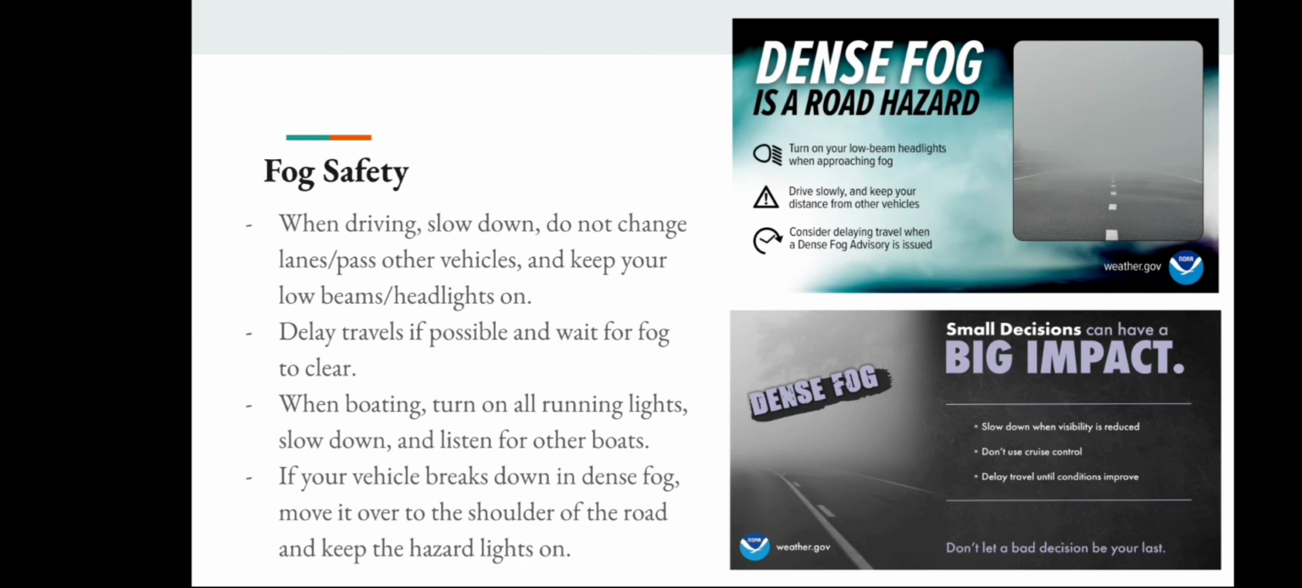If your vehicle just so happens to break down in the event of dense fog, make sure you move it over to the shoulder of the road, as far away from the road as you can possibly get it, and keep your hazard lights on. That way, people who are passing by can see that there's something on the side of the road and they know to get over. And also make sure that you stay off of the road as well, because you don't have flashing lights on you like your car does, so it's going to be very hard for people that are traveling or passing by to see you. So make sure you stay away from the road as well.